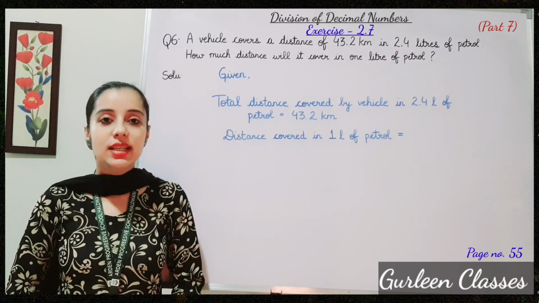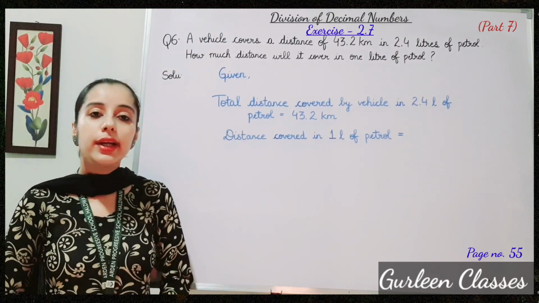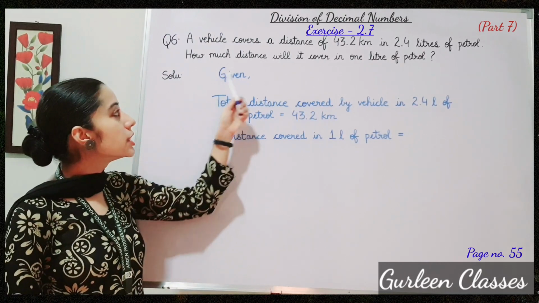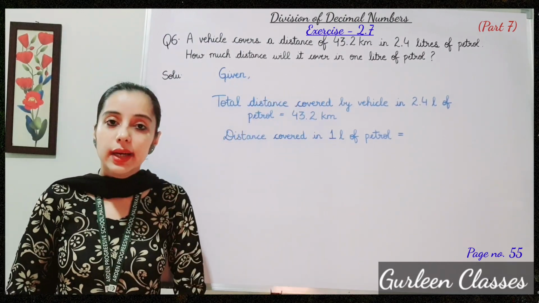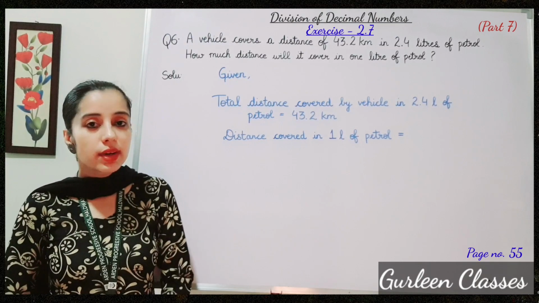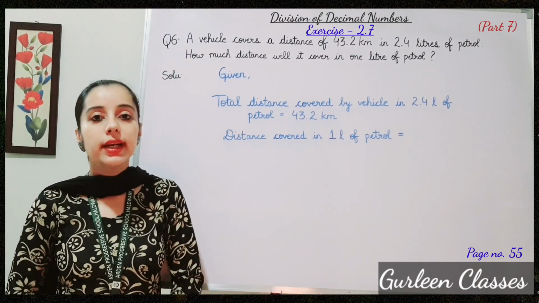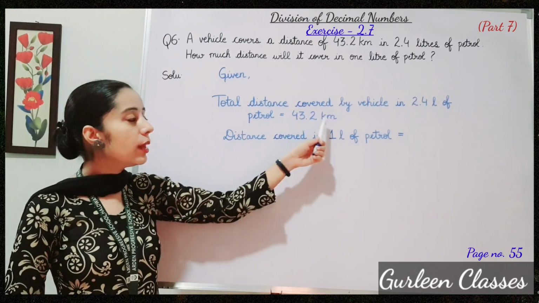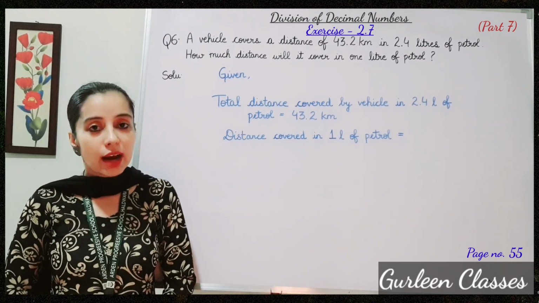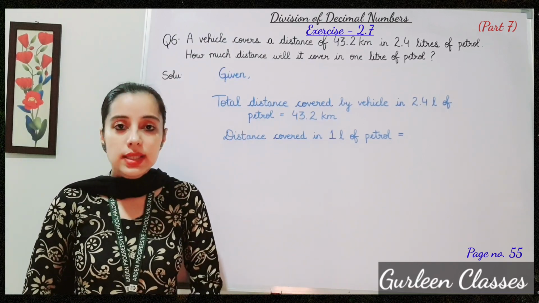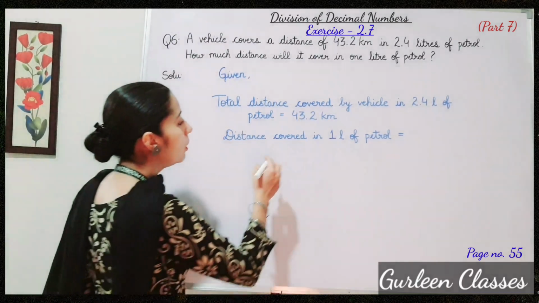Question number 6. A vehicle covers a distance of 43.2 km in 2.4 liters of petrol. How much distance will it cover in 1 liter of petrol? So what is given? Total distance covered by vehicle in 2.4 liter of petrol is 43.2 km. We have to find out distance covered in 1 liter of petrol.